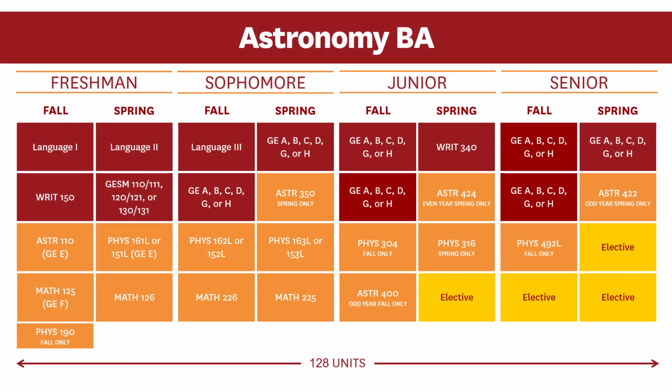Sample 4-year course plan for the Astronomy BA. You can see that there is about 16 units of elective space. Students may choose to take summer courses, and some have fewer foreign language or math requirements based on AP, IB, A-level exam scores. So it is very possible to open additional space for a minor.